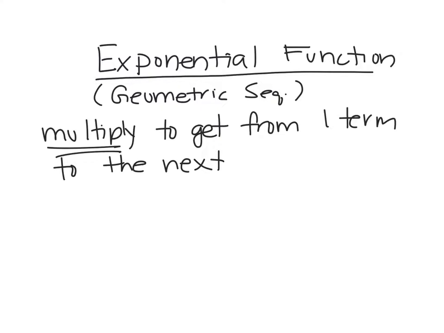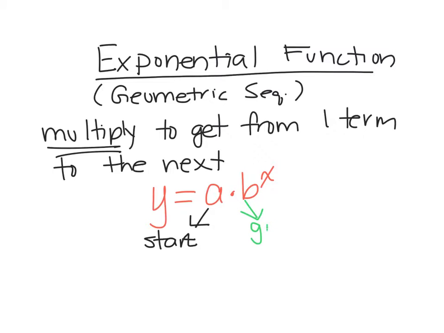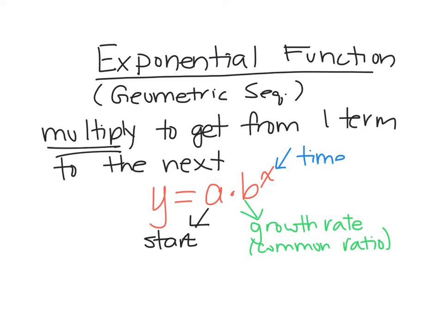The general formula for an exponential function is y equals a times b to the x. A is our start. B is our growth rate. In this case, it is a growth rate. It's also our common ratio. And then x is our time. And it could be in days, it could be in years, it could be in hours, it could be in minutes.